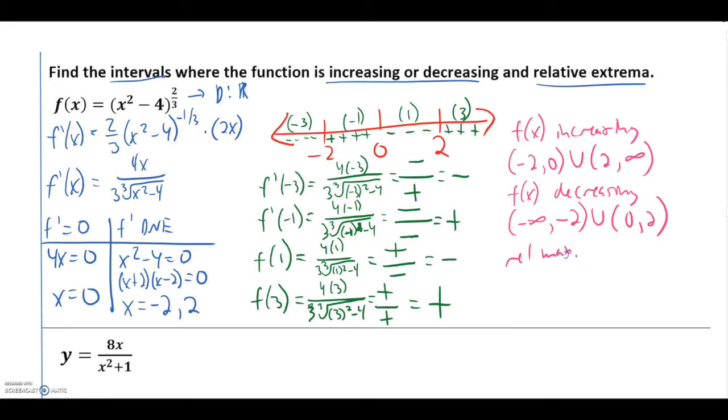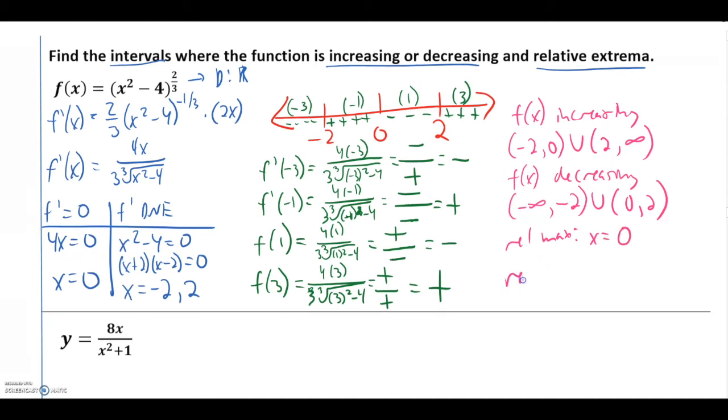And we'll have a relative max where I have that positive to negative switch at x equals 0. I don't see any other positive to negative switch. And there's also a relative min at x equals negative 2, where our derivative switches from negative to positive. There's also another one at x equals positive 2.